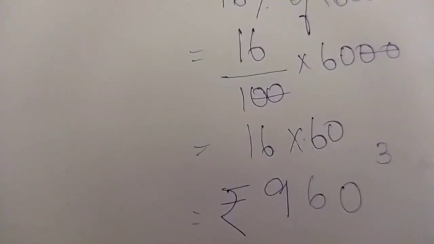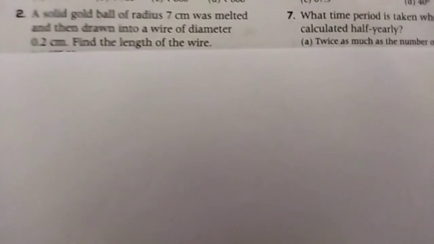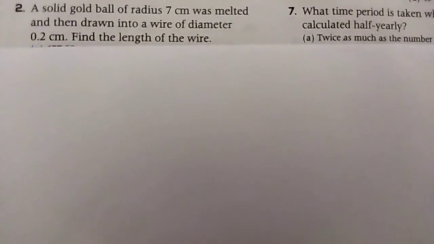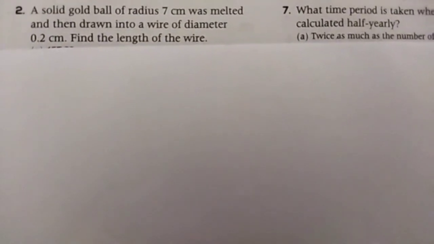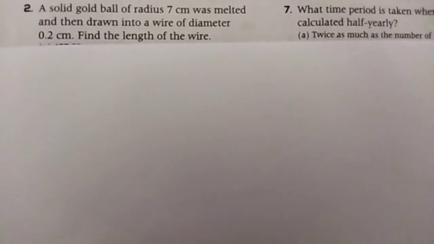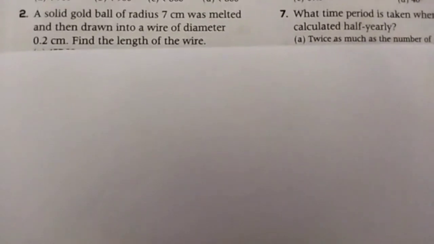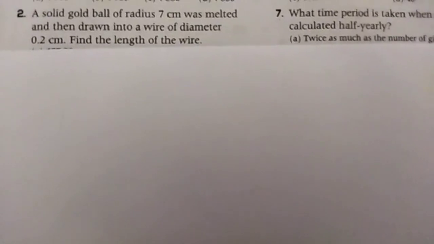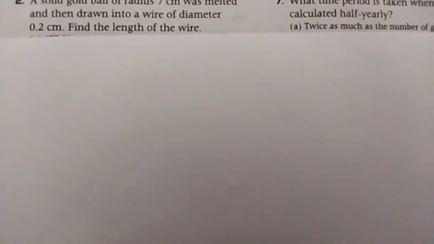So copied on this one, let's go to next sum. A solid gold ball of radius 7 cm was melted and then drawn into a wire of diameter 0.2 cm. Find the length of the wire.